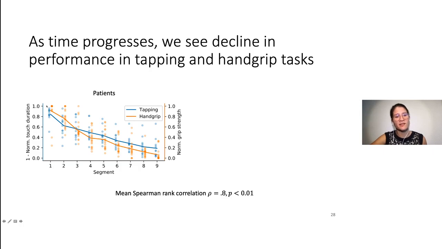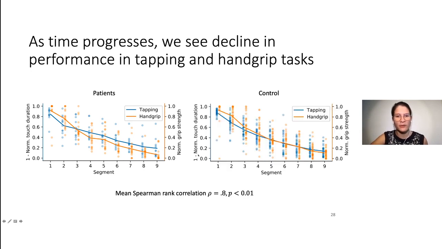Similarly, we can see that there's decreasing performance in terms of the tapping data as time progresses. And this is visualized here with the blue line. Keep in mind that we have plotted here 1 minus the normalized touch duration, and this is for you to see a similar slope as the hand grip. Otherwise, the correlation would be negative.